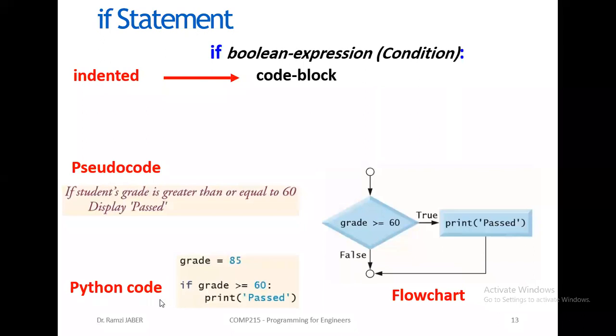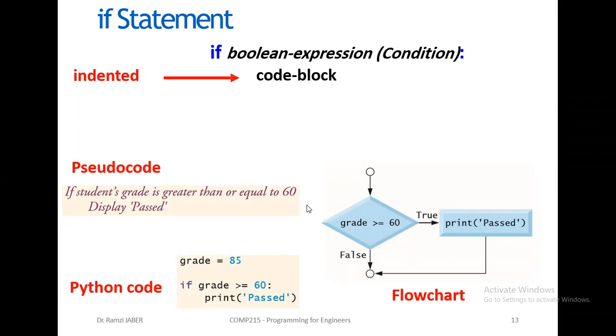The code in Python will be like this: grade equals 85, it's the initial state. Okay. Then if grade is bigger than or equal to 62, colon, no parentheses here, enter, tab, print passed. So this is the Python code for the if statement.